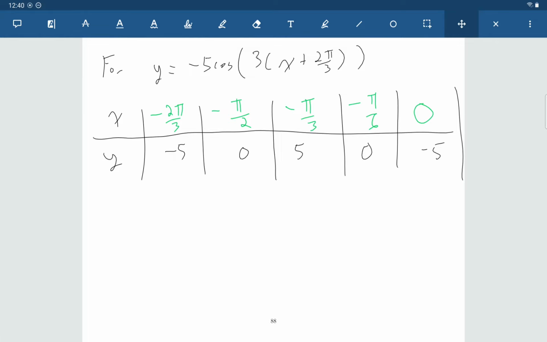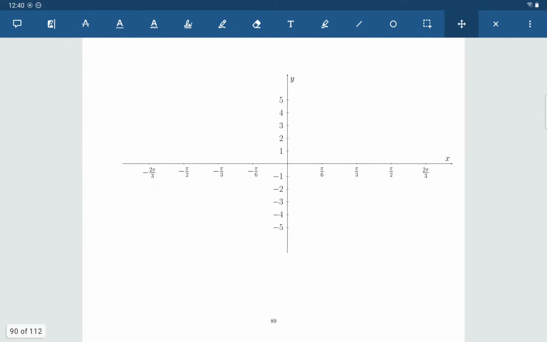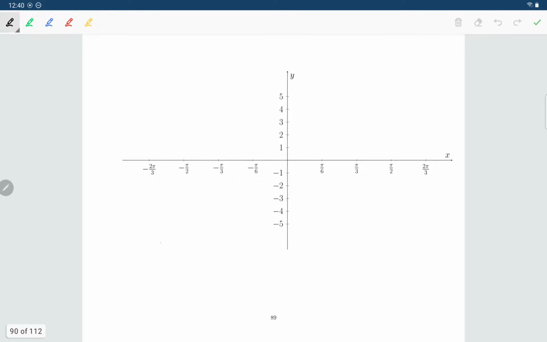And so now we're ready to start plotting. We had negative 2 pi over 3, negative 5. Negative pi over 2, 0. Negative pi over 3, 5. Negative pi over 6, 0. And 0, negative 5.